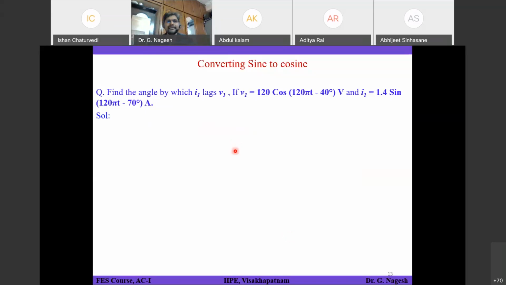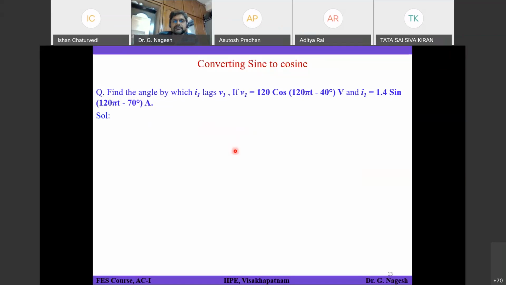I am asking you, find the angle by which I1 lags V1. Okay, so I have given I1 in terms of sine function and V1 in terms of cosine function. So convert both into one function. 240 degrees. Okay, let's see whether it's right or wrong. Did anyone get any other answer? 220 degrees. Okay, let's see that.